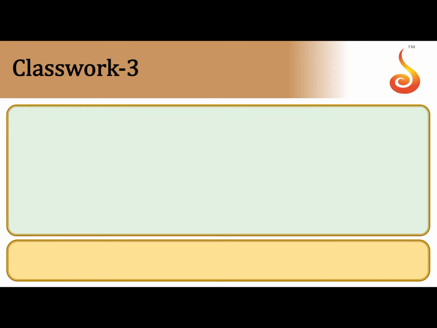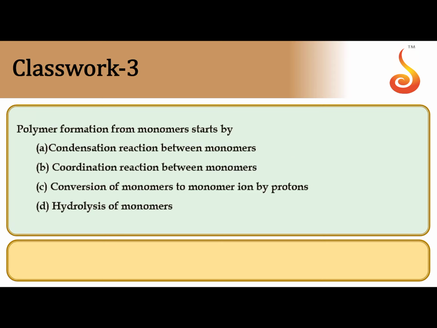Of the following, polymer formation from monomers starts by addition polymerization. The mechanism of the polymerization may be addition, may be condensation. So here addition reaction is not given, that's why condensation reaction between monomers is the correct option.